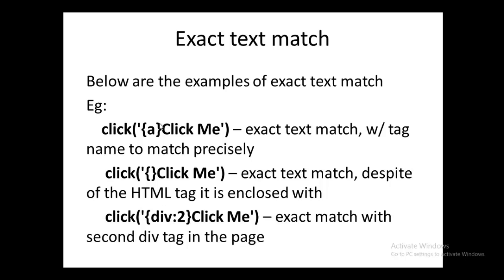Passing a tag name is absolutely optional. Even without a tag name you can still find that element, as long as the text is correct. But mentioning the tag is always good, because you are precisely giving the element's relative position, not exactly the position. You are exactly telling which element it is.